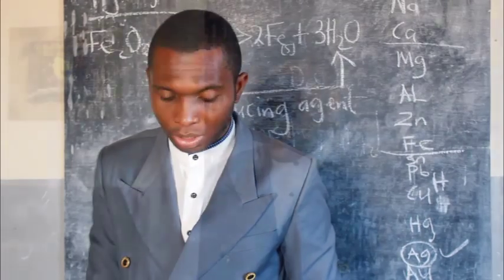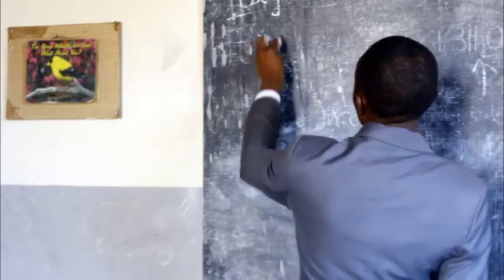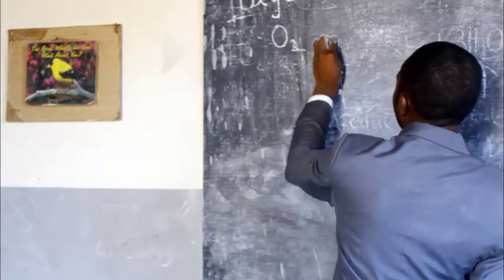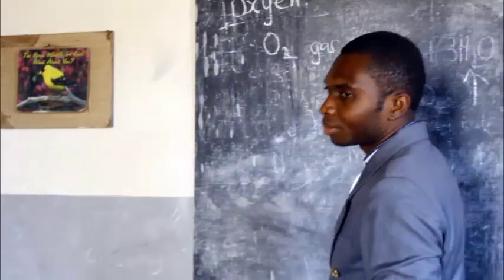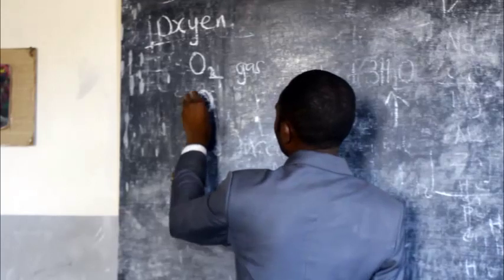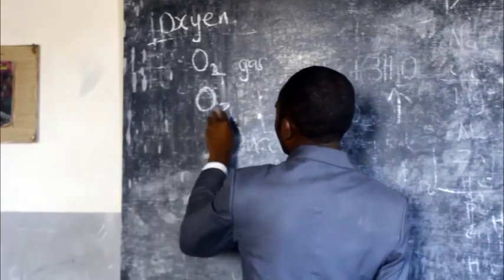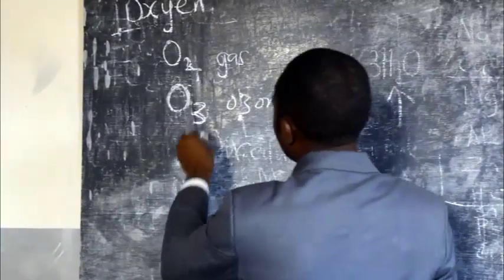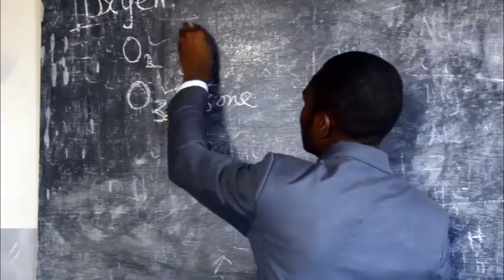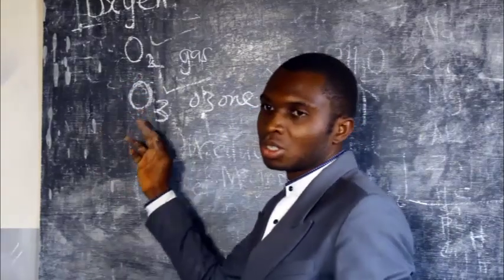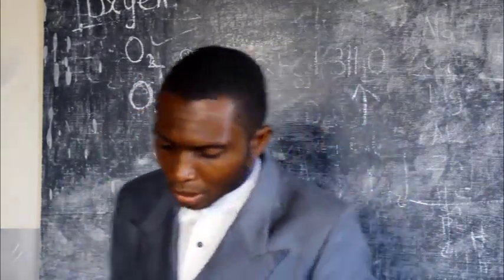Let's talk about oxygen. It's reactive and most times it's in a molecular form, O2. It's a gas. You've heard before of ozone. These are basically the two forms you see in nature, but most of them are in O2. This is ozone.